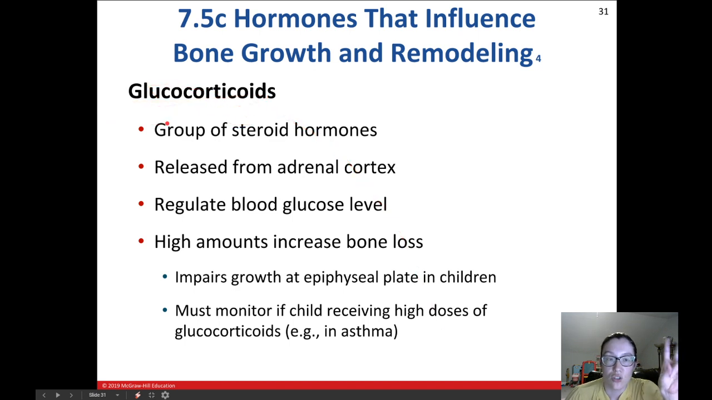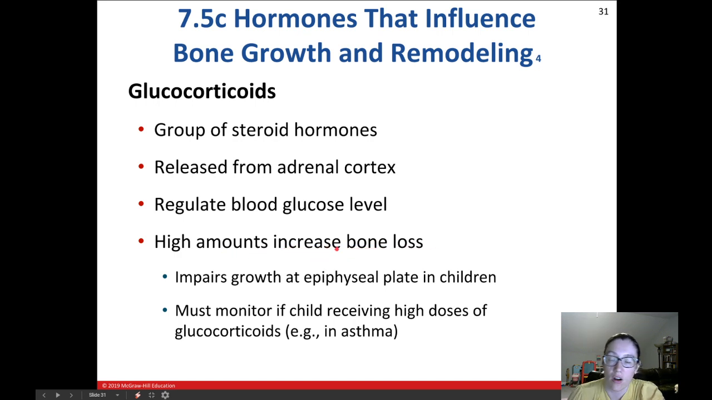So there are two more hormones that we'll talk about. I'm just briefly going to mention them. I probably won't ask too much about them on the exam. But glucocorticoids is the first one. And these are a group of steroid hormones. Gluco means glucose, so they're important in regulating the amount of glucose in the blood. They're also associated with stress and the immune system. They're released from the outer layers of the adrenal gland, and we'll learn more about them later, but high amounts have been thought to and shown to increase bone loss.